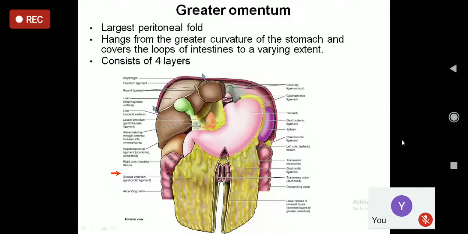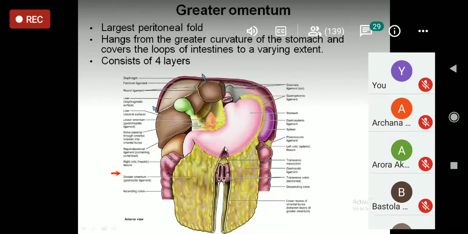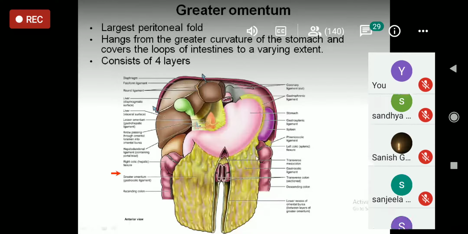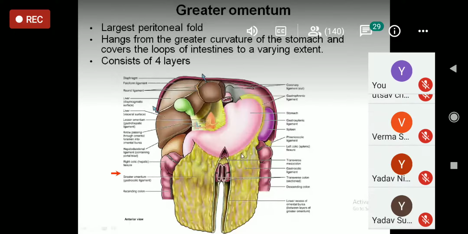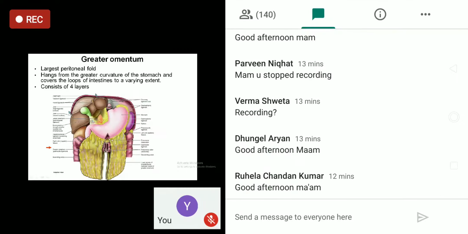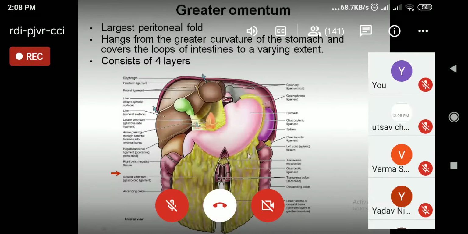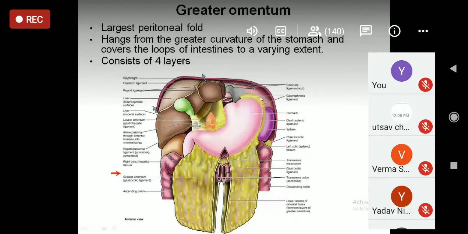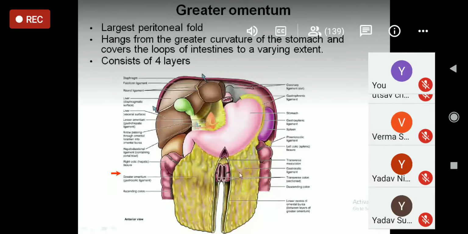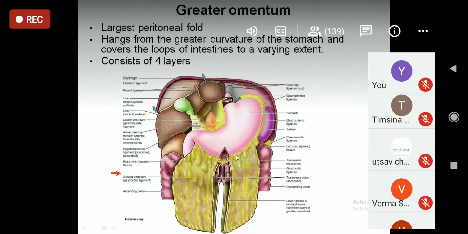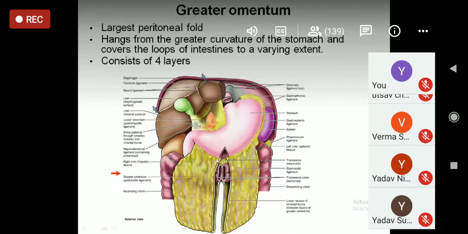Okay, ma'am. So move on to the greater omentum. So here we can see the largest peritoneal fold. It's hanging over on the greater curvature. So the largest peritoneal fold hangs from the greater curvature of the stomach and covers the loops of the small intestine. So it covers the intestinal part here, and it consists of four layers. So that is known as greater omentum. So greater omentum means it is the fold of the peritoneum, okay? It is the largest fold and it hangs on the greater curvature of the stomach. So this is the greater omentum.